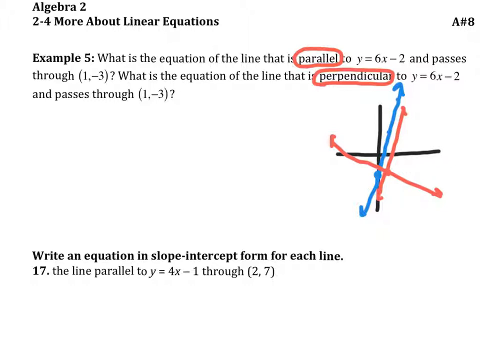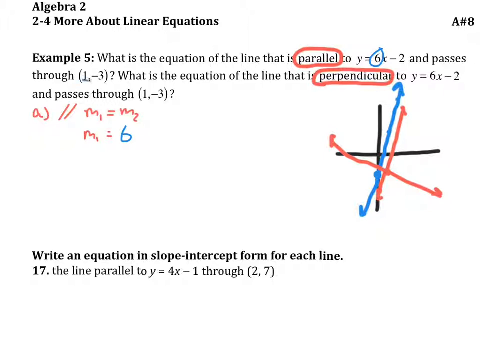So part A, and I'm going to label it A even though it wasn't labeled A, I want to talk about the parallel line. What's the key thing about parallel lines that we just looked at? With parallel lines, my slopes have to be exactly the same. So what's my reference slope? This is the one I'm dealing with, the 6x minus 2. So I know that my slope is going to be the slope given to me, the slope of the other line, the 6 right there.